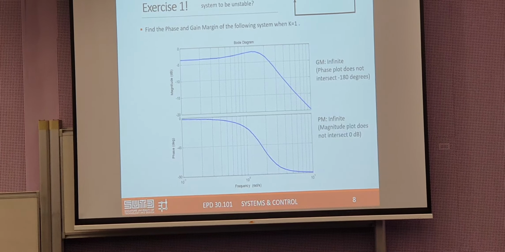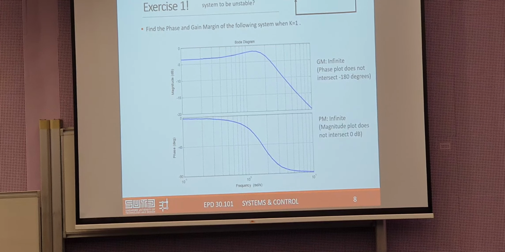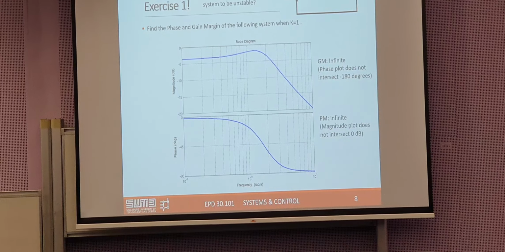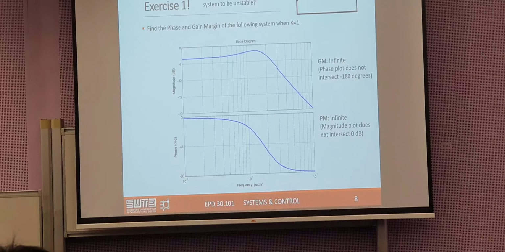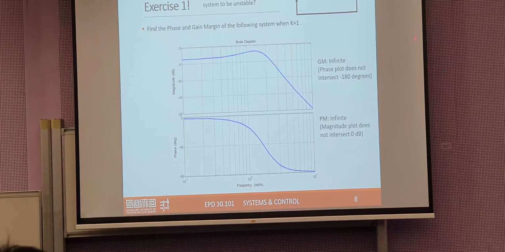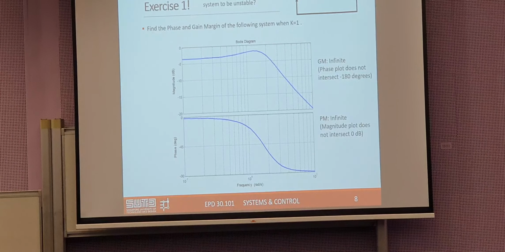So do you think infinite is good? Remember, I told you we need positive gain margin and positive phase margin. Isn't infinite the best kind of positive? So this system, no matter what you do, is always stable. Do you agree? You don't believe it? Find the closed loop poles of this system, it's always stable.